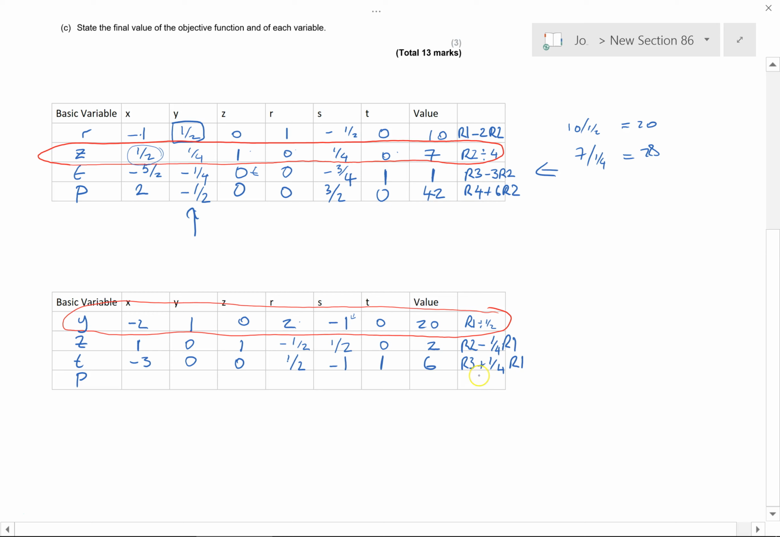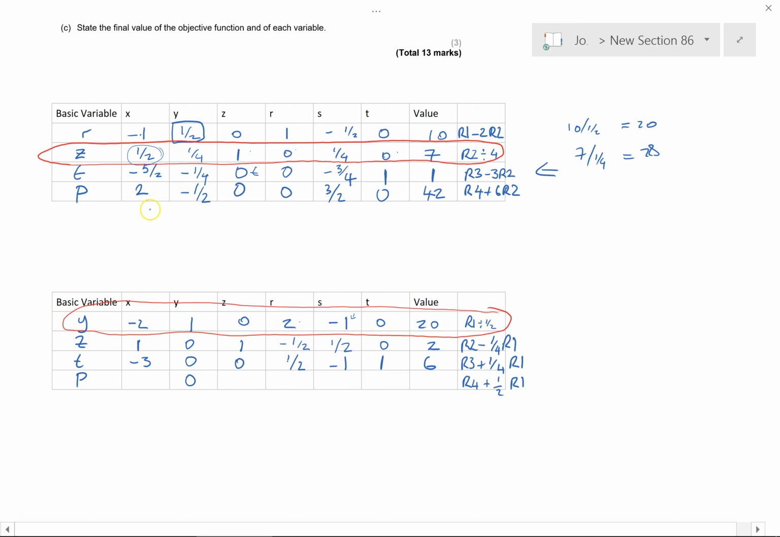Okay, so here, we need to remember our pivot was this column here. So we need to make that 0, but it was minus half from before. So we need to do R4 plus a half times R1, our pivot column. That's the old R4 plus half times the new R1, which is our pivot column.